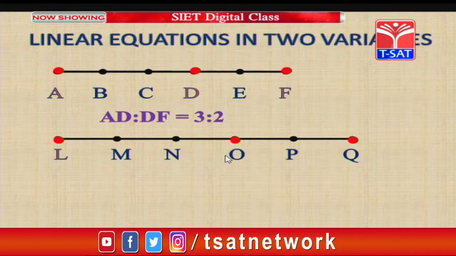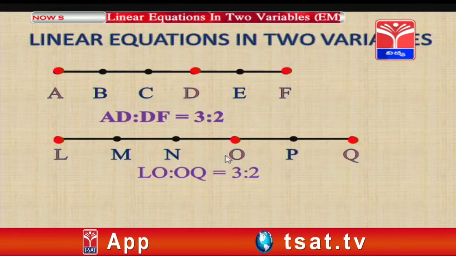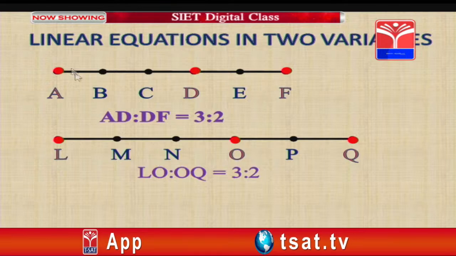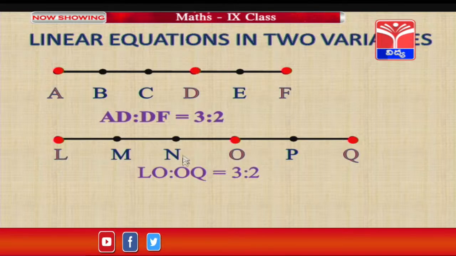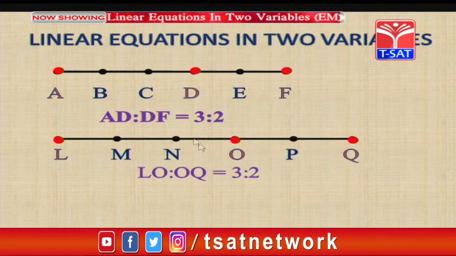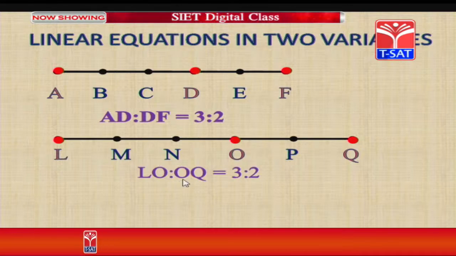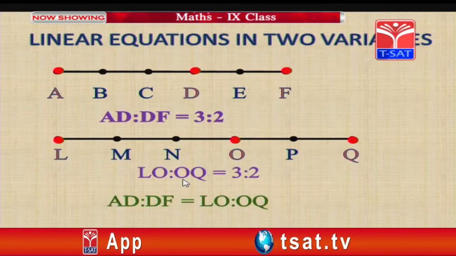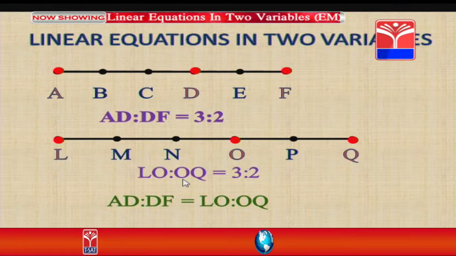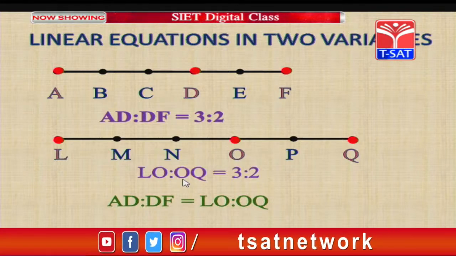So, if I go for the ratios, what happens? Please see, LO is to OQ is equal to 3 is to 2, irrespective of the length between them, because the number of parts is the same. That means the ratio of AD is to DF is equal to LO is to OQ. Their ratios are the same. This is about the line segments and their parts.